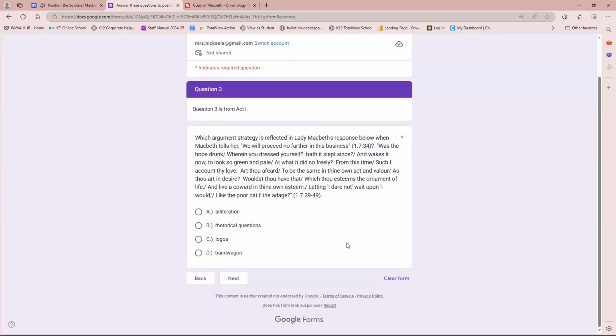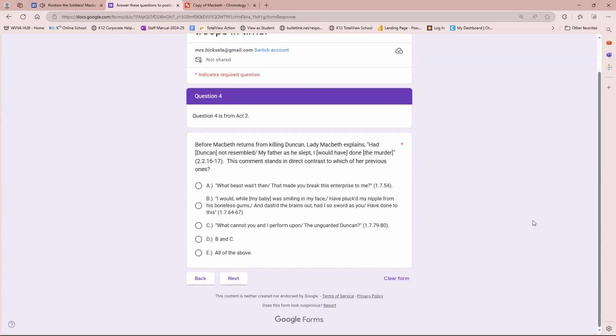Right? Which argument strategically is reflected in Lady Macbeth's responses below when Macbeth tells her, "We will proceed no further in this business"? "Was the hope drunk wherein you dressed yourself? Has it slept since, and wakes it now to look so green and pale at what it did so freely?" So she's asking him right before this, she's saying, you just said that we would kill the king, and now what happens? Right? She's asking him rhetorical questions she doesn't expect him to answer.